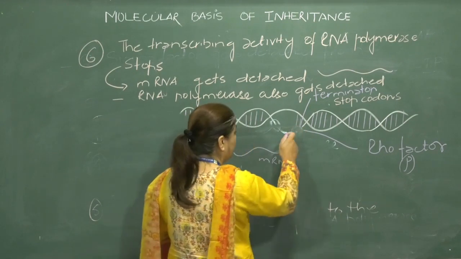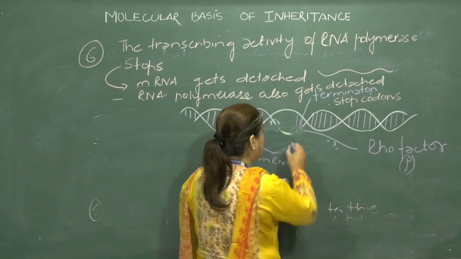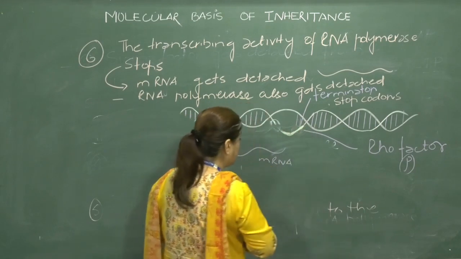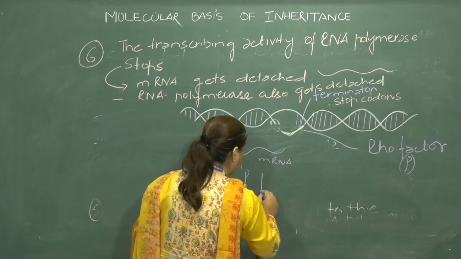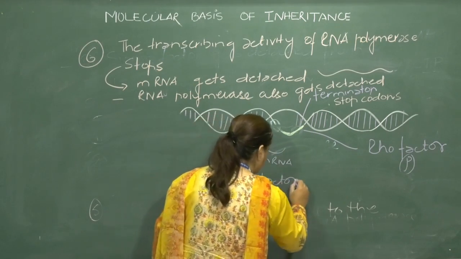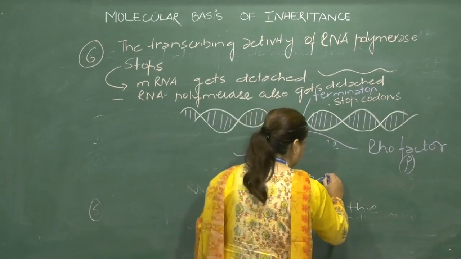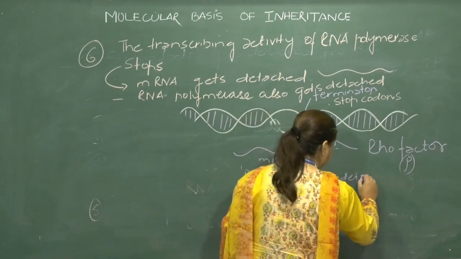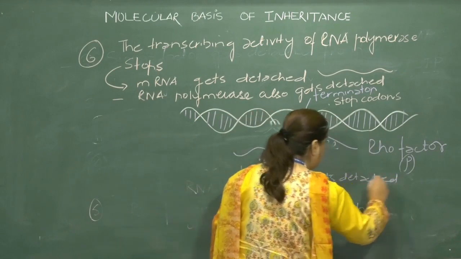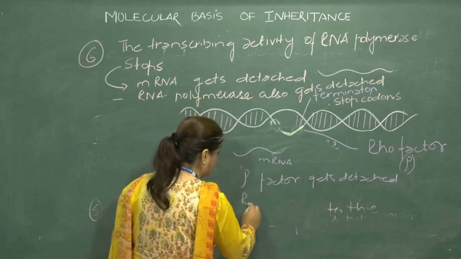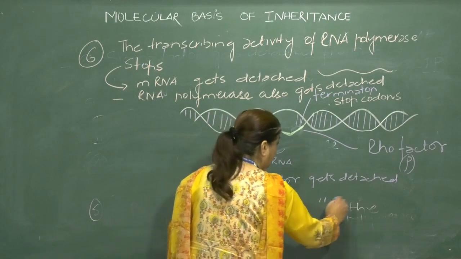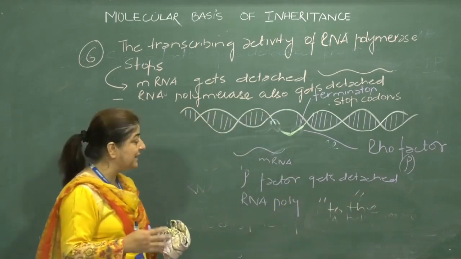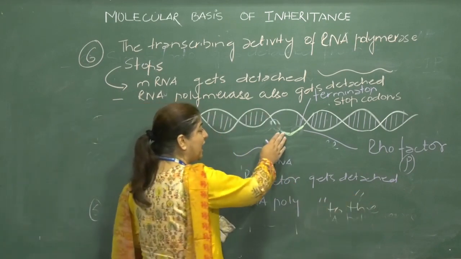This rho factor also gets detached, and RNA polymerase gets detached. Now once this RNA polymerase gets detached, what happens here?